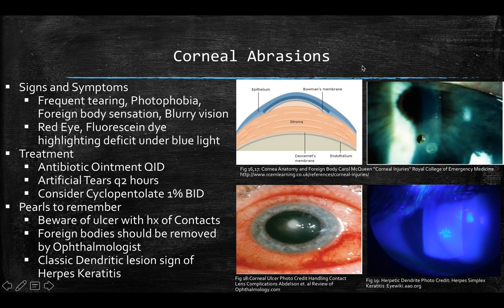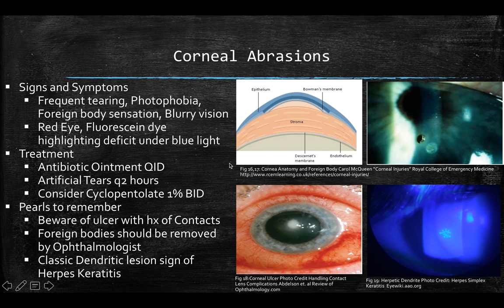So corneal abrasions, what are the signs and symptoms? Frequent tearing, photophobia, foreign body sensation, and blurry vision, just as our patient described. You're also going to notice on exam the patient has a red eye. They have fluorescein dye highlighting the corneal deficit under blue light.